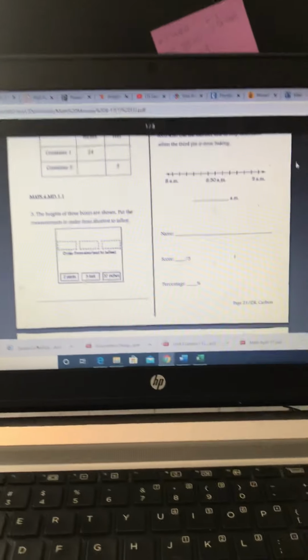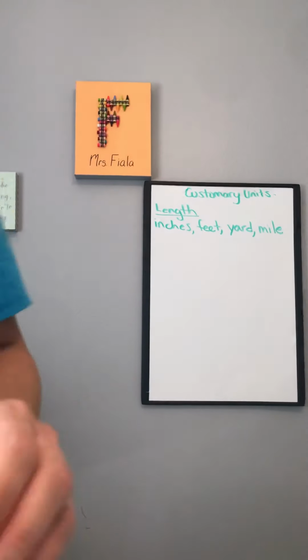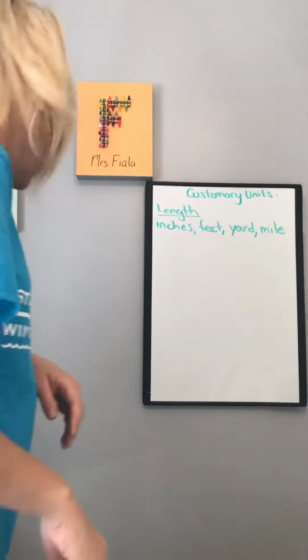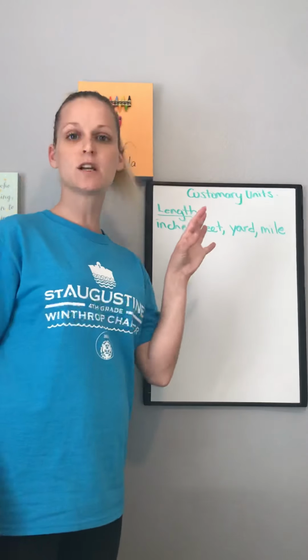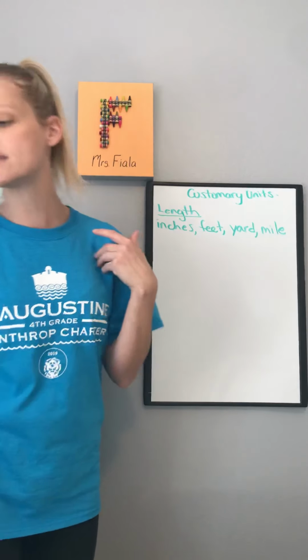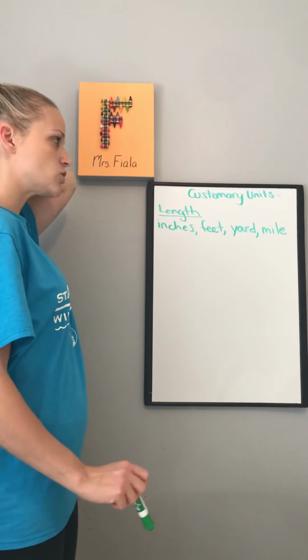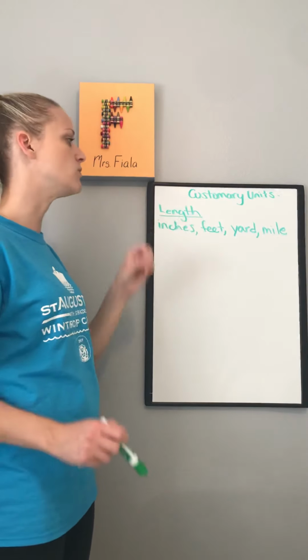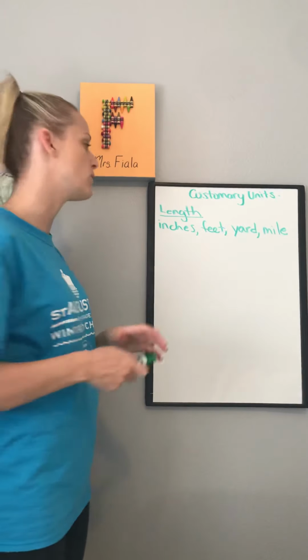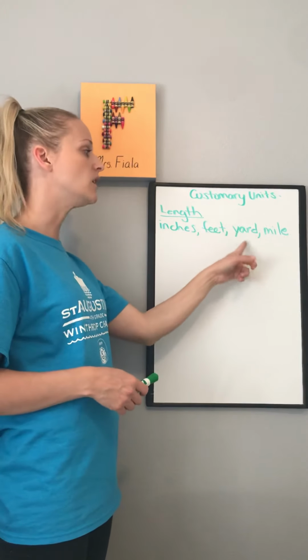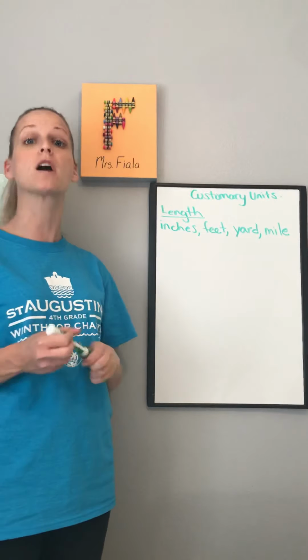So let me go ahead and turn this around so you can see my board. Okay. Alrighty, hopefully you can see this. So today we're going to be talking about customary units. Customary units are the units of measurement we use in the United States. So we're going to start off with talking about customary units of length. How do we measure length? We measure length in inches, feet, yards, and miles. Those are what we're going to talk about today.